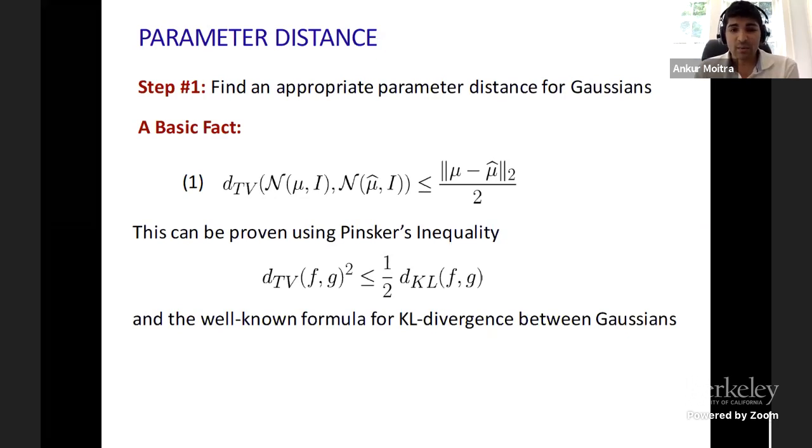Now, this makes sense because when you have these two Gaussians that only differ in the mean, figuring out their total variation distance is really a 1D problem, because you should just take the line that connects mu and mu hat, and that's where all of the differences between the two PDFs arise. I'm going to take this fact for granted, but this is how you prove it: you invoke Pinsker's inequality and you use the well-known formula for the KL divergence between two Gaussians.